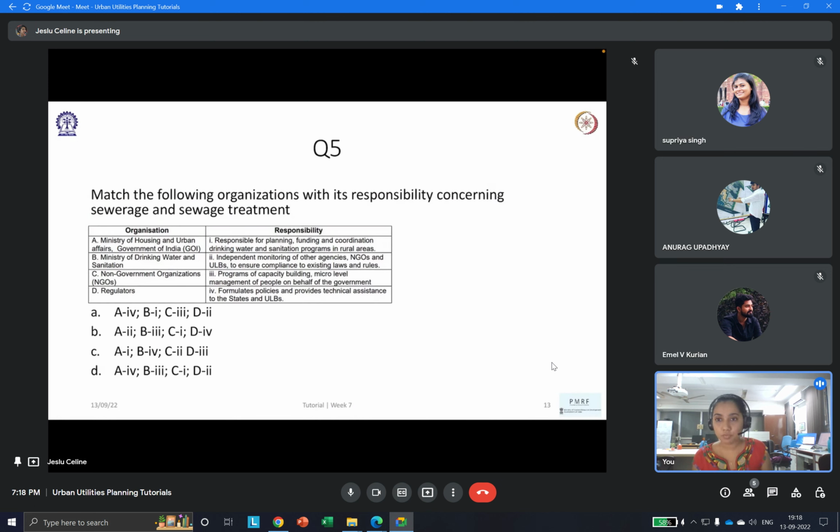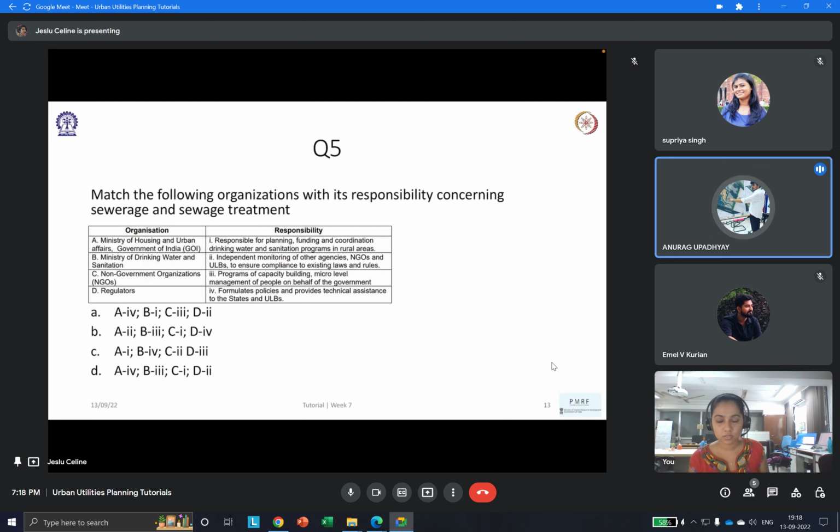Now match the following organizations with their responsibility concerning sewerage and sewage treatment. ML has joined. ML, are you audible? Okay, maybe Anurag, do you want to take this question up?